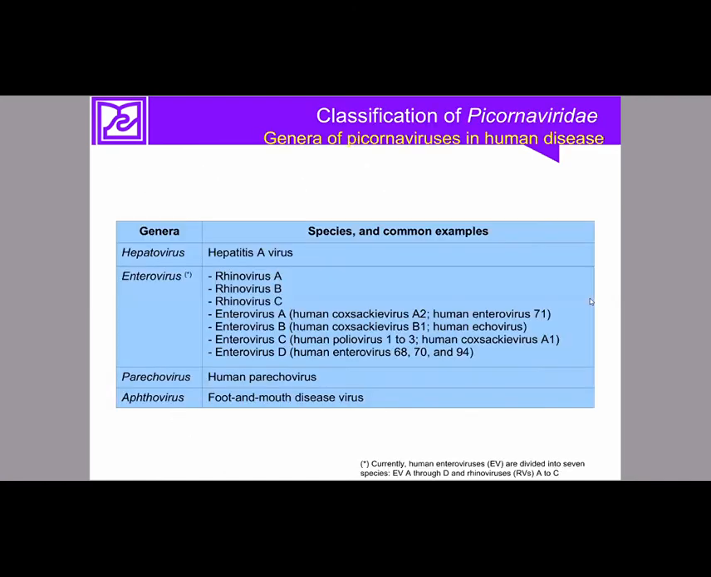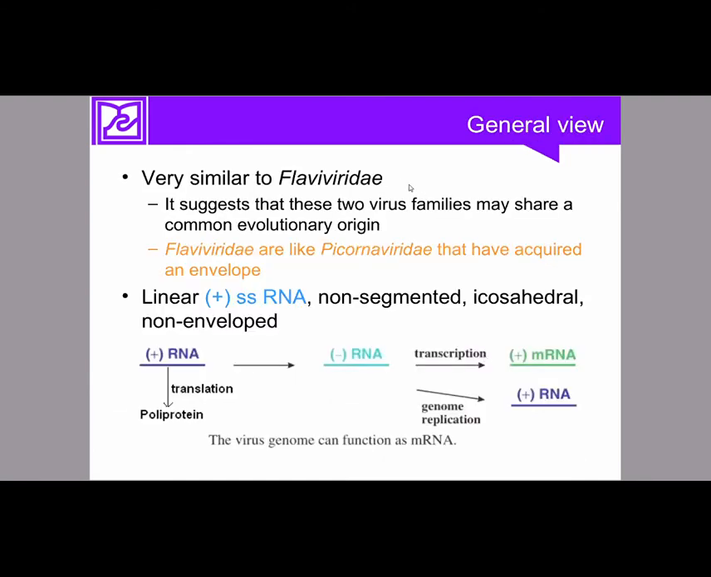Anyway, we are going to study hepatitis A viruses now, and later enteroviruses, that are so many. So look, the family Picornaviridae is very similar to the family Flaviviridae that we studied before. They are very similar. It seems that the only difference is that Flaviviridae have envelope and Picornaviridae do not have envelope, but they are very similar. The nucleic acid is also positive single-stranded RNA.